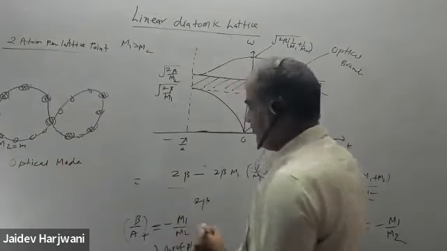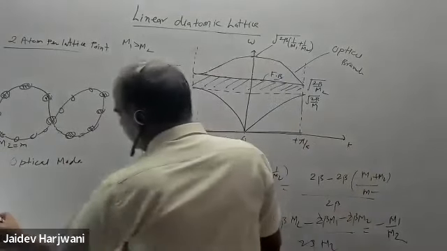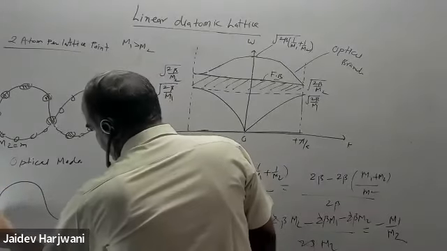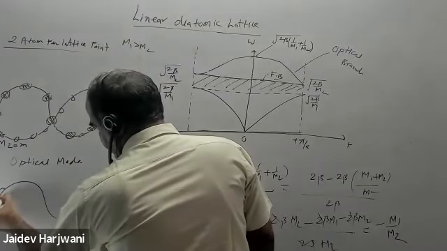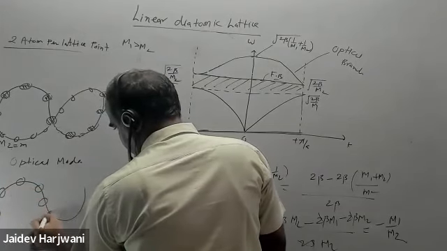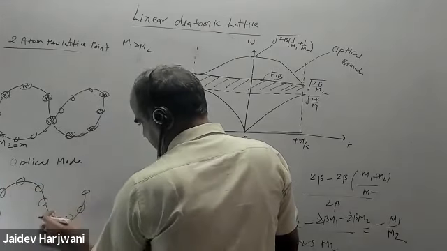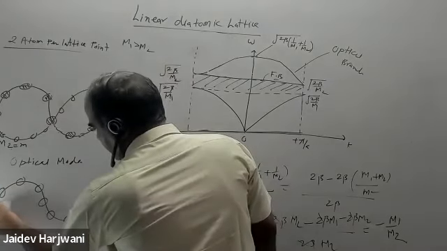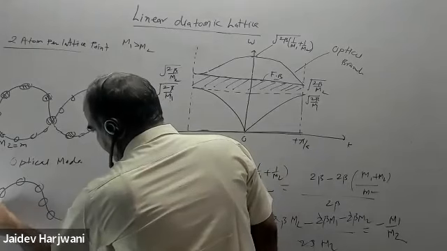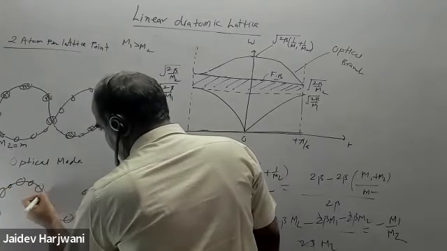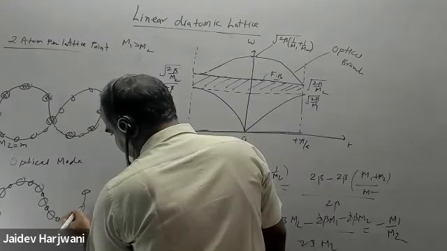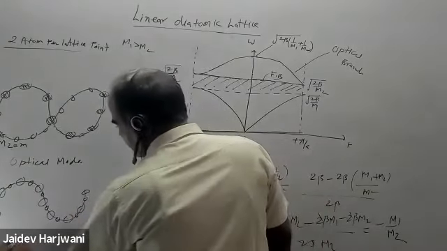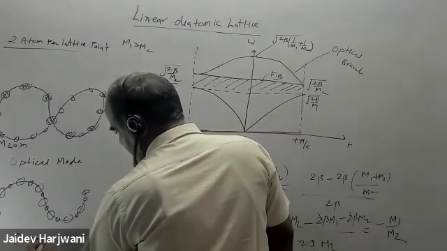While if we see your acoustic mode, what is happening? Atoms 1, 2, 3, 4, 5: the lighter atoms as well as the heavier atoms all are vibrating in one phase. So this is your acoustic branch, this is your acoustic mode.